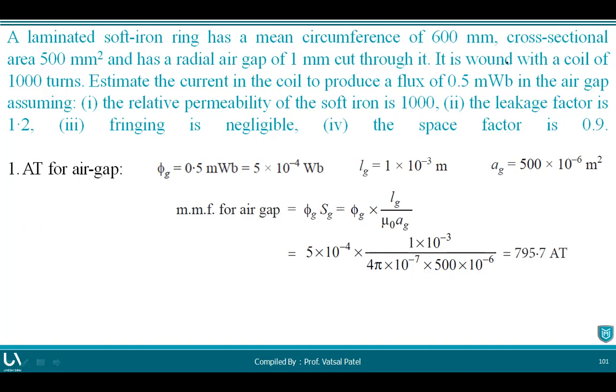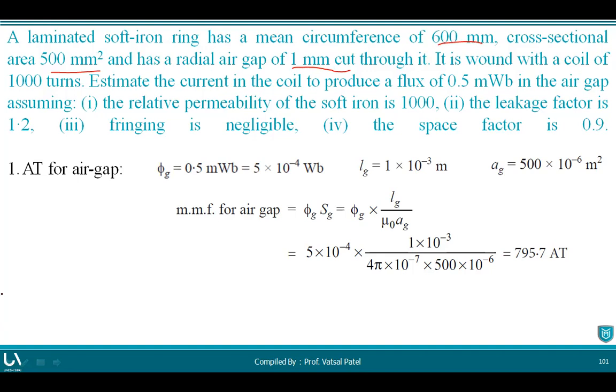That is the soft iron part, L. The cross-sectional area is given as 500 mm square. The radial air gap is given as 1 mm, which is cut through it. Now we have to identify, first of all, the ampere turns for the air gap as well as for the iron ring. At the end, we will identify how much current is produced in the coil.